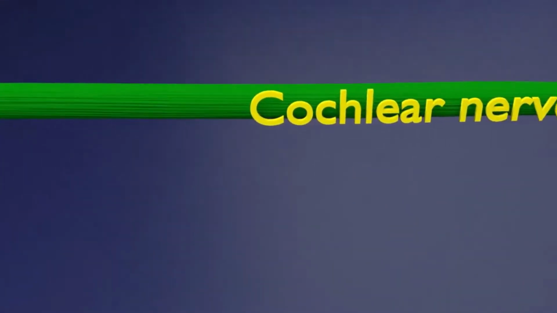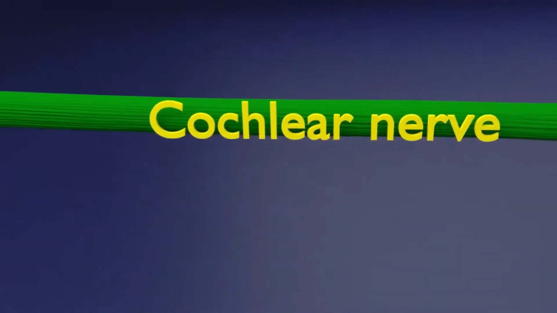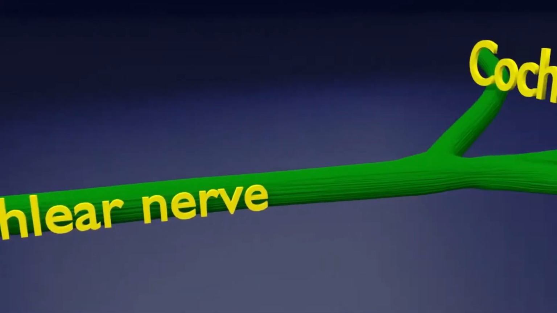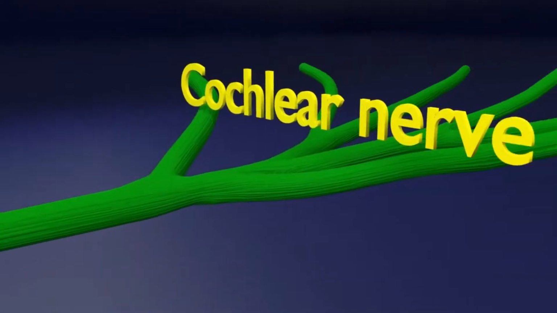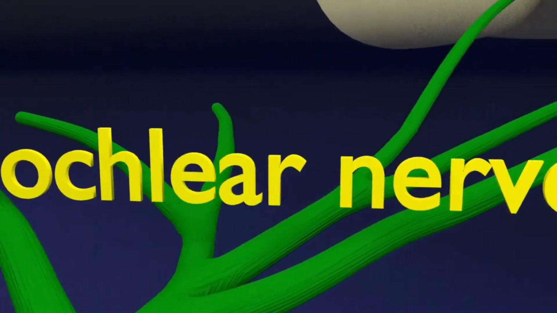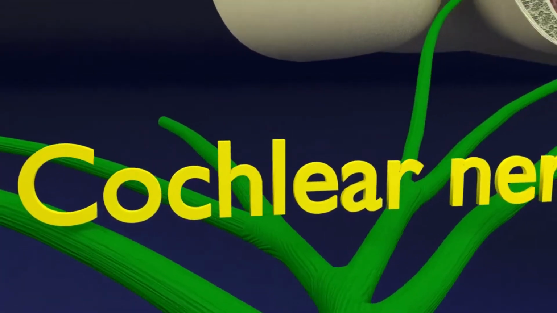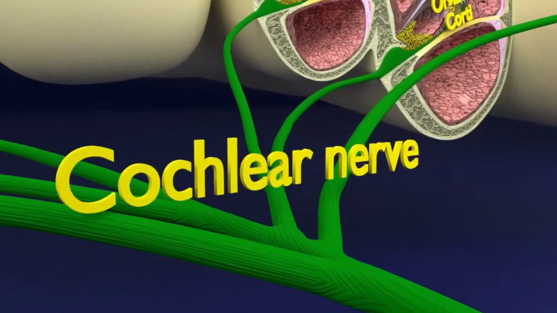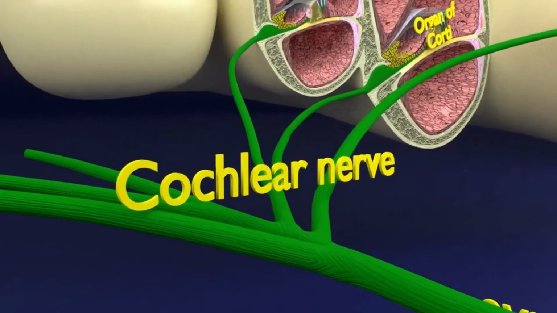The cochlear nerve, also known as the acoustic or auditory nerve, is the cranial nerve responsible for hearing. It passes out from the inner ear through a bone located on the side of the skull called the temporal bone and finally enters the brainstem at the level of the pontomedullary junction.